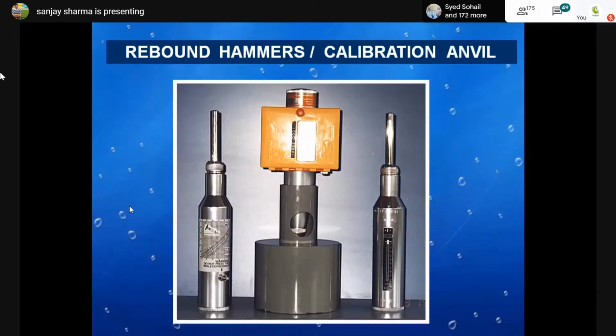These are different types of hammers. Basically, the calibration of these is very important. This is the calibration anvil. We have to check whether our plunger and the spring, which gives the rebound action, are proper or not. So this anvil is provided with the rebound hammer, and we should keep on checking the plunger and spring with the help of this anvil.